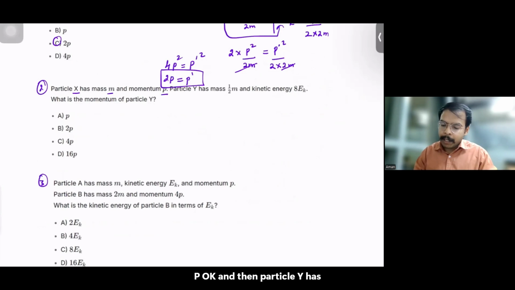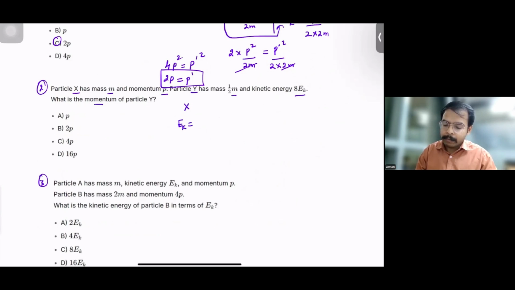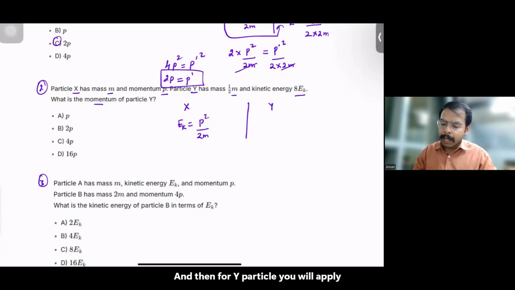Okay. And then particle Y has mass m by 2 and kinetic energy is 8 Ek. We need to find the momentum of particle Y. Again, for the first particle, particle X, you will apply the same thing. Kinetic energy is p square over 2m. And then for Y particle, you will apply kinetic energy again. Kinetic energy this time is 8 Ek, right?